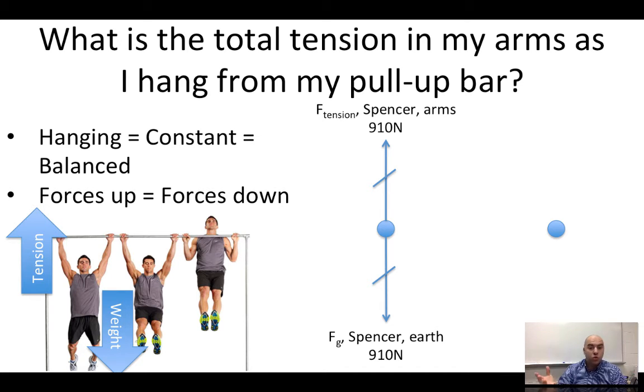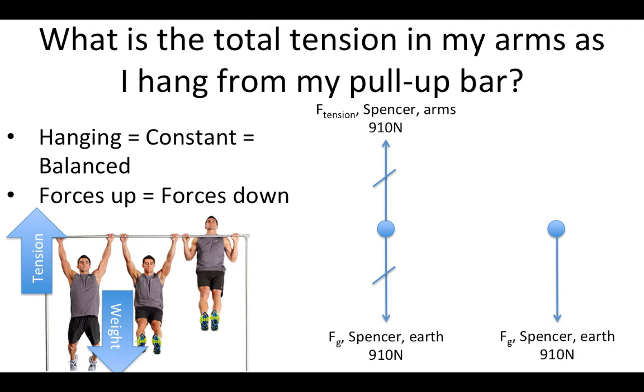Okay, and that's true, because what happens if we think about this not in terms of just total tension, but in terms of both arms? Well, in that case, I still have a weight of 910 newtons. But if I'm hanging by two arms, that's a whole lot easier than just hanging by one arm. And the reason why is because each of my arms is taking half of that force. So in reality, what we have are two tension forces going up, each with 455 newtons, one for each arm.